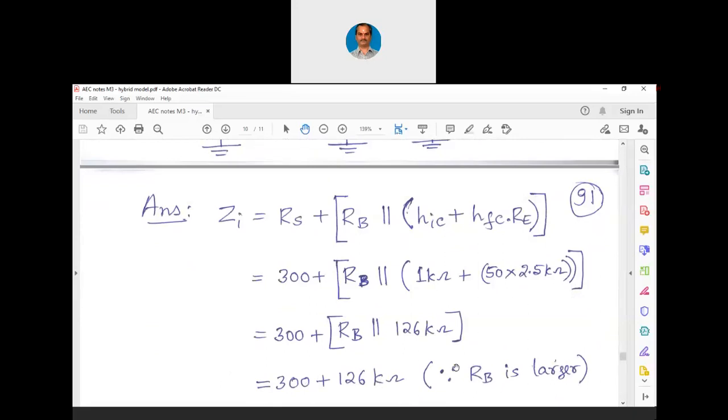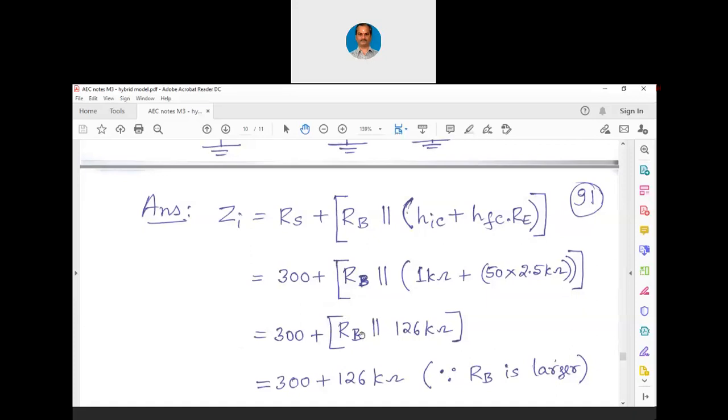In general, the base resistance for an emitter follower will always be either 470 kilo ohms or 560 kilo ohms, or sometimes 1 mega ohms, sometimes 2.2 mega ohms. In general, the emitter follower circuit is like that. So when Rb is much larger compared to this 126 kilo ohms, we can simply ignore the effect of the larger resistance. When a larger resistance and a smaller resistance are in parallel, the net resistance will be the smaller resistance slightly reduced. And if the larger resistance is much larger, its effect can be completely ignored.